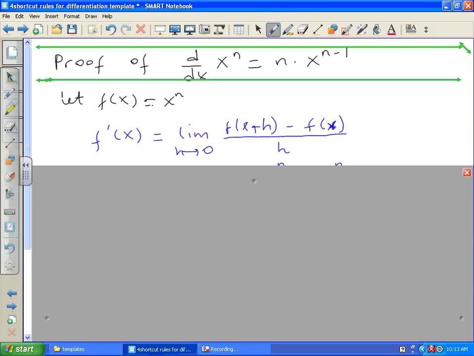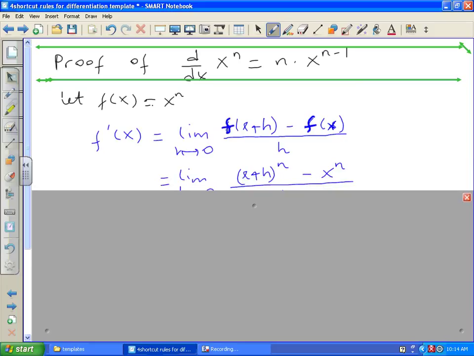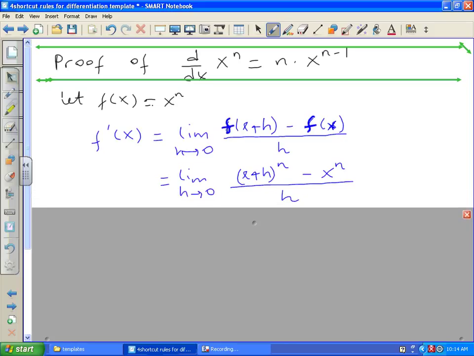So we're going to go back to the basic definition. What should I have as my first term now for my f of x plus h? Good. x plus h to the nth power, right? Because this is x to the n we're talking about. And then minus x to the n all over h, right?